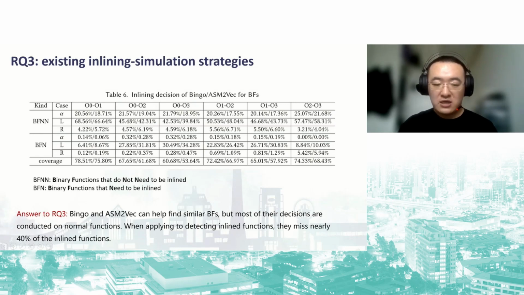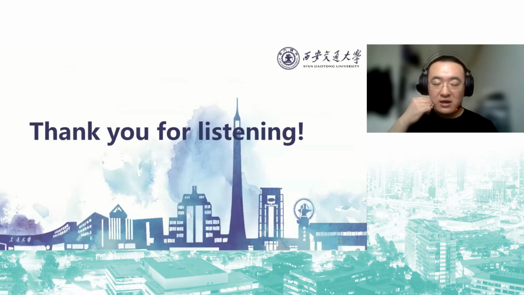And here we can answer that Bingo and Asm2vec can help find the similar binary functions, but most of their decisions are conducted on normal functions. And when applied to detecting inlined functions, it misses nearly 40% of the inlined functions. And here is the end of our presentation. Thank you for listening.